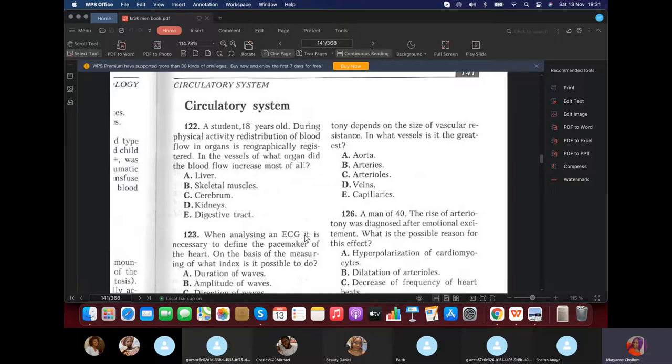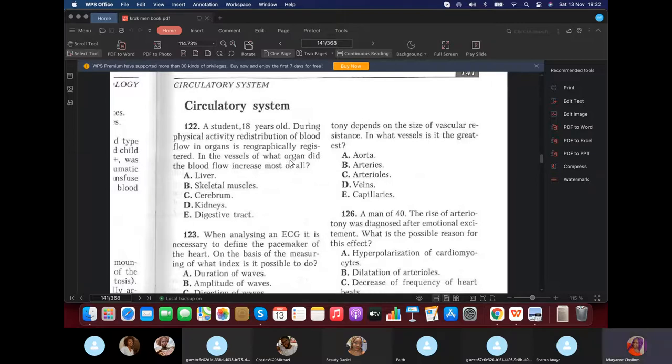So here they now said the person was performing physical activity. Because physical activity in the sense that the person could be gymming or running, your muscles are moving. So that's why it will be the skeletal muscle that will get most of the blood flow. If they say something like mental activity, it will be the brain that will get most of the blood flow.